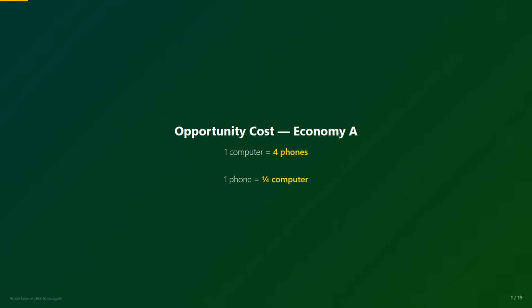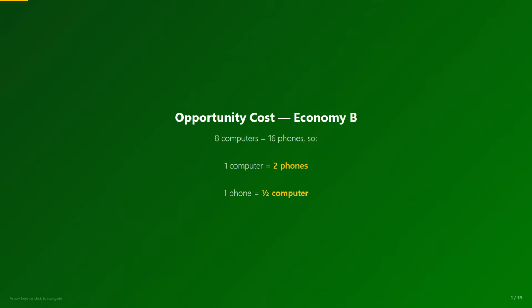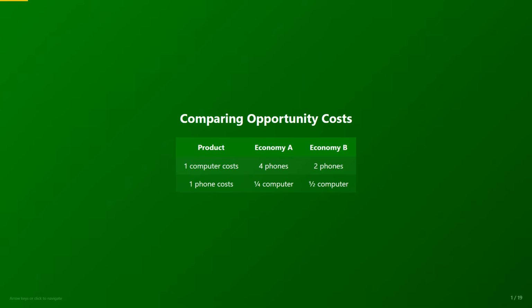Now, where do you lose the most phones when producing a computer? In economy A, where you lose 4 phones per computer. What does that mean? That phones are cheaper. In economy A, the opportunity cost of each phone in terms of computers is lower. Therefore, economy A has a comparative advantage in producing phones. From this, it's clear that economy B has a comparative advantage in producing computers, because their computer costs only 2 phones, compared to 4 in economy A. As we learned, if one economy has a comparative advantage in one product, the other economy necessarily has a comparative advantage in the other product.